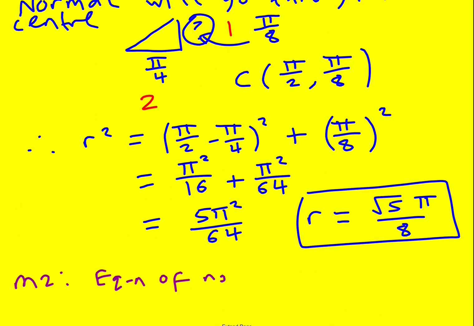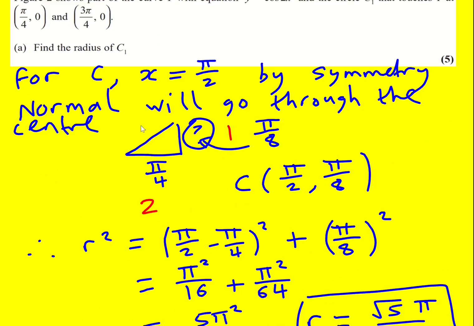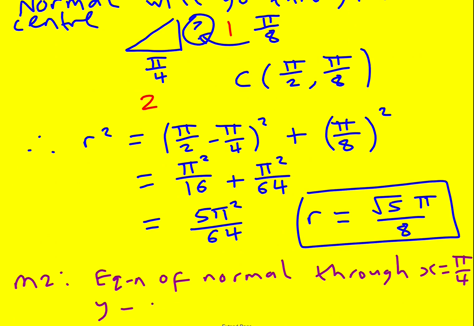The equation of the normal through x equals pi over 4 is going to be y minus y1. Now it's just going to be going through 0, so y minus 0, and then that was equal to a half, because that was my gradient, x minus pi over 4.